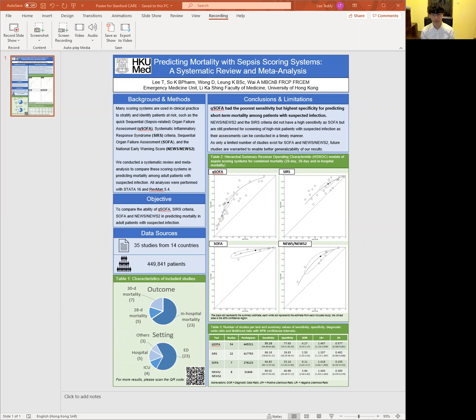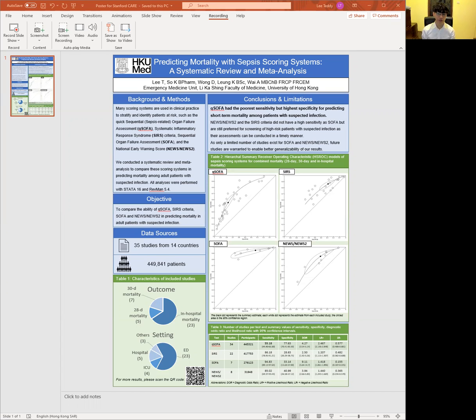risk of developing sepsis. We conducted a systematic review and meta-analysis with the objective of comparing quick sequential sepsis-related organ failure assessment, or qSOFA, the systemic inflammatory response syndrome criteria, or SIRS criteria, the sequential organ failure assessment, or SOFA, and the National Early Warning Score, or NEWS, in predicting mortality in adult patients with suspected infection.